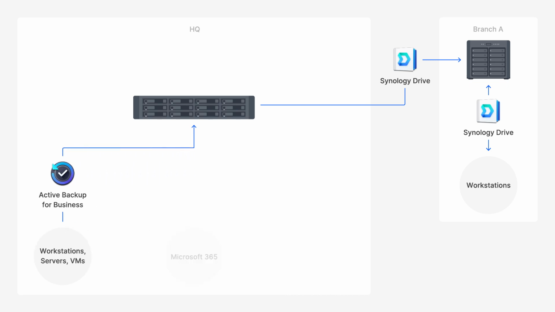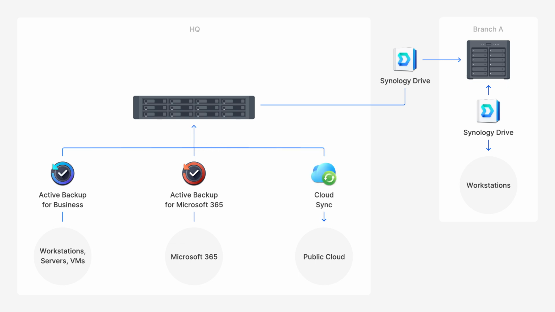Now let's say you're also using Microsoft 365 or Google Workspace or maybe some other public cloud provider like Dropbox, Box, etc. With Microsoft 365 and Google Workspace, you'll utilize the Active Backup module corresponding to that specific service to back up data from that cloud directly to your HQ NAS. For your other cloud services that you may want to actually sync data with, you could use the Cloud Sync application between that public cloud and your HQ NAS, and then from there, that data can be backed up multiple more times or synced elsewhere to multiple other branches if needed.